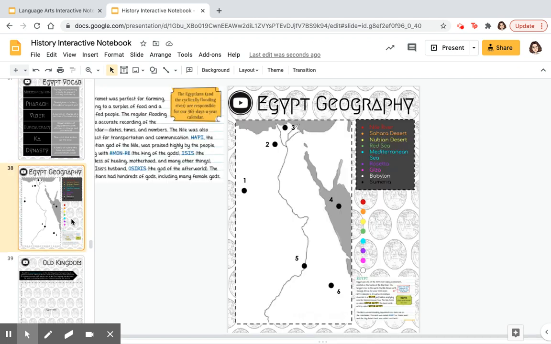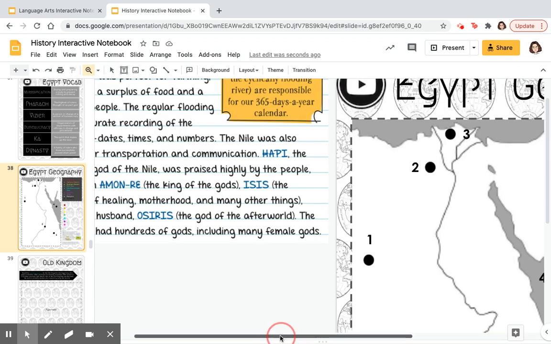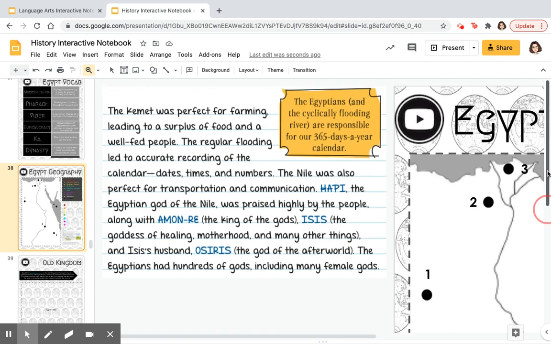We are then going to work on our geography. Now, let's read the little side thing. The Kemet was perfect for farming, leading to a surplus, an extended amount, so more than you need, of food and well-fed people. The regular flooding led to accurate recording of the calendar, dates, times, and numbers. The Nile was also perfect for transportation and communication.